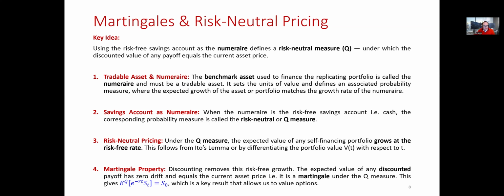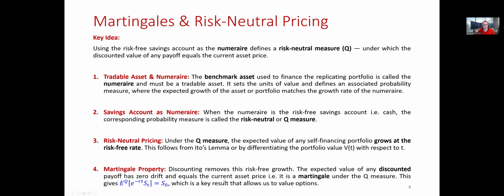So the key result is this one here: under the Q measure, under the risk neutral measure, the expected discounted future value of the stock is equal to its current price. That's the key result that I want you to be aware of.